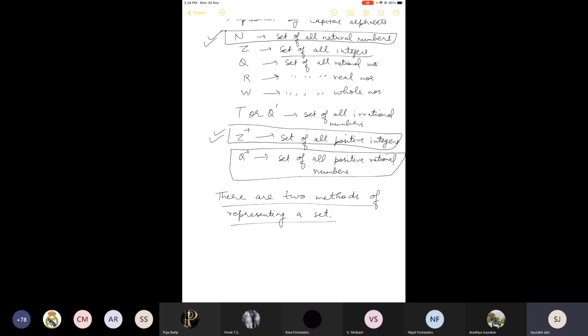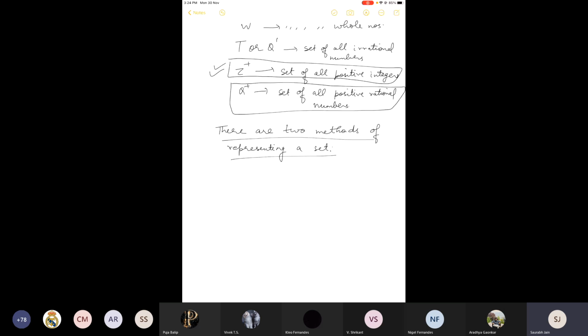So there are two methods of representing a set. Basically, these are called two methods. First is the roster or tabular form. Let me write it first. In roster form, all the elements of a set are listed. It is very easy to represent a set by roster form. It is the easiest thing to do in mathematics.